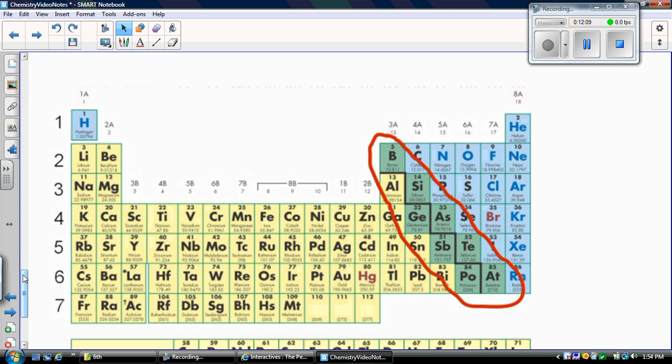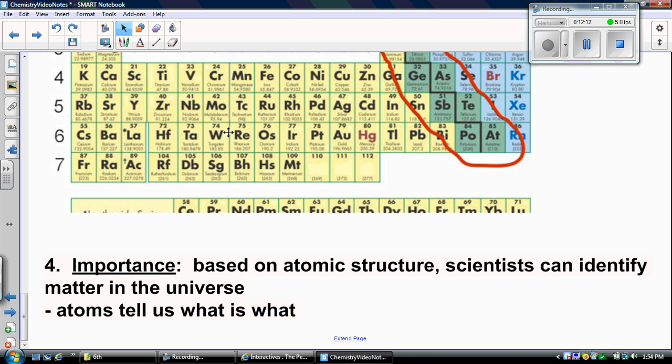So we can describe all matter in the universe using the periodic table because we know the number of protons tells you which type of atom it is. So we can find out what metals are present, what nonmetals are present, what metalloids are present in our universe. Atoms tell us about the matter. That is why knowing the atomic structure, knowing the parts, protons, electrons, neutrons, knowing how they're organized, knowing how the periodic table displays that information, we can classify all matter in our known universe.